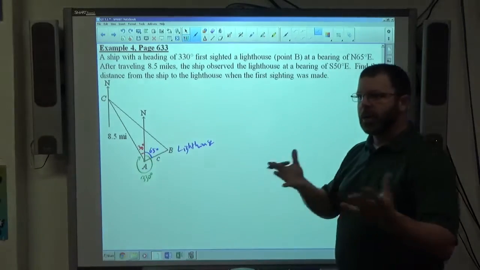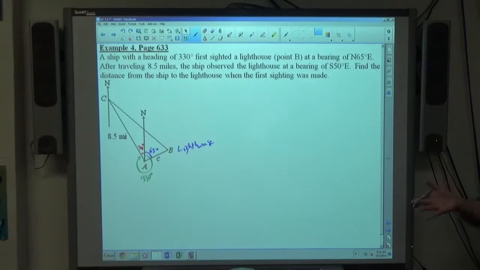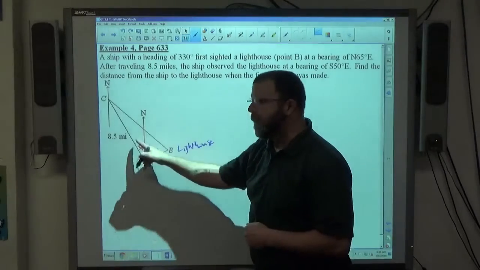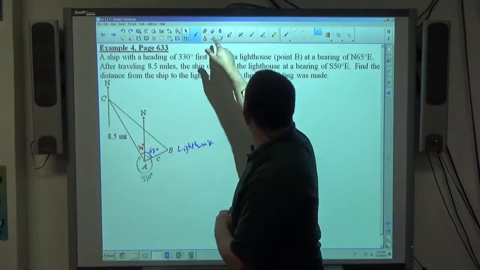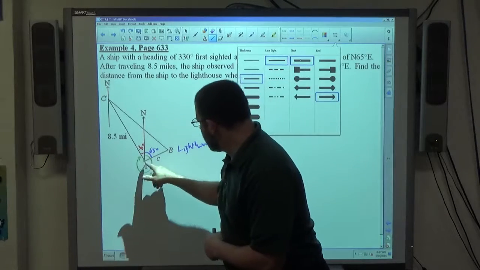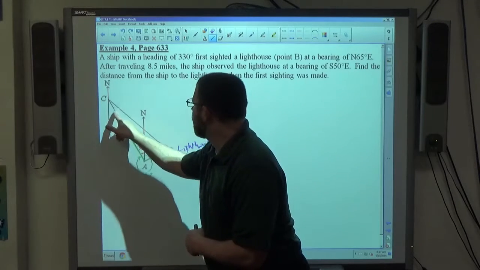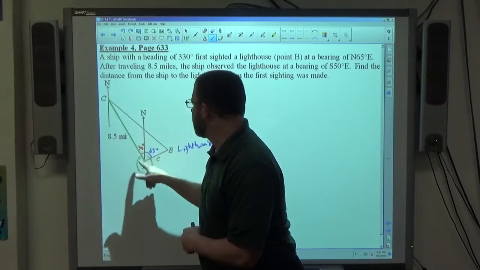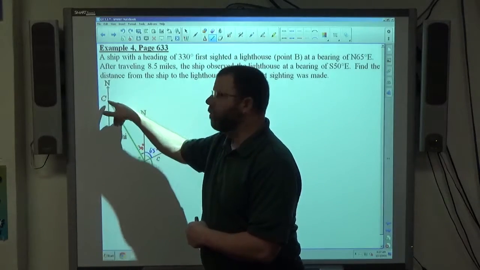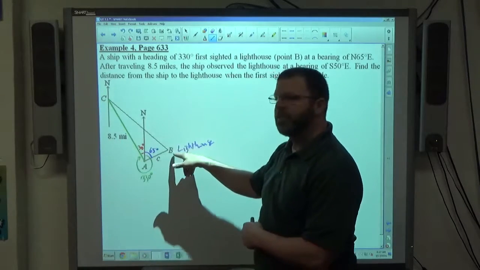All right? So again, just by descriptions, by headings and bearings, we have the ability to get an angle inside that triangle. The ship travels 8.5 miles. It was on a heading of 330, so this is the traveling of the ship. Let's just put a colored line on that. So here's where the ship started, and it traveled at the heading of 330 degrees for 8.5 whole miles. So that's the distance the ship traveled. So the ship's new location is at C, and the lighthouse is still at B.